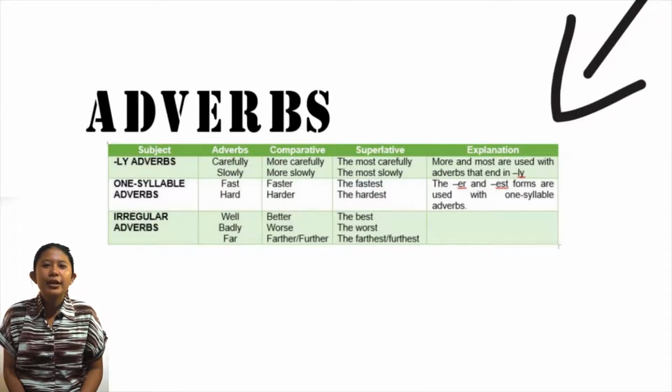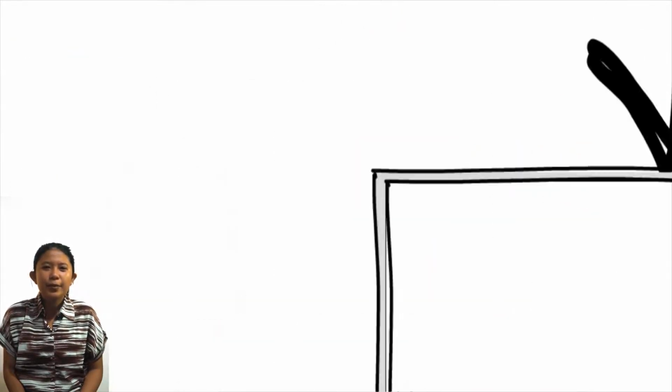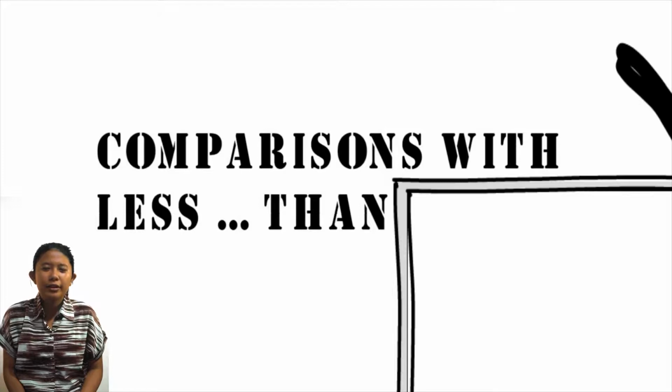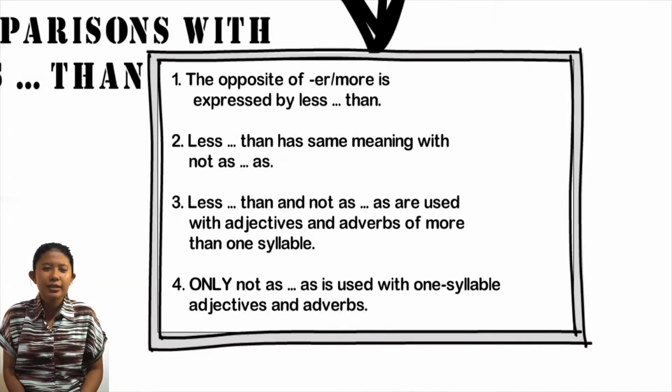The next is comparison with less blank than. The first is the opposite of more, or er, which is expressed by less blank than. The second, less blank than, has the same meaning as not as blank as. The third, less blank than and not as blank as are used with adjectives and adverbs of more than one syllable. The last, only not as blank as is used with one-syllable adjectives and adverbs.